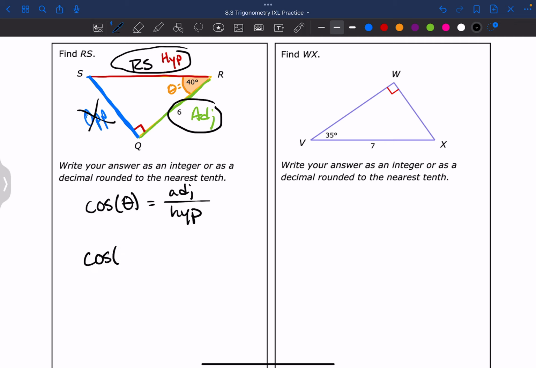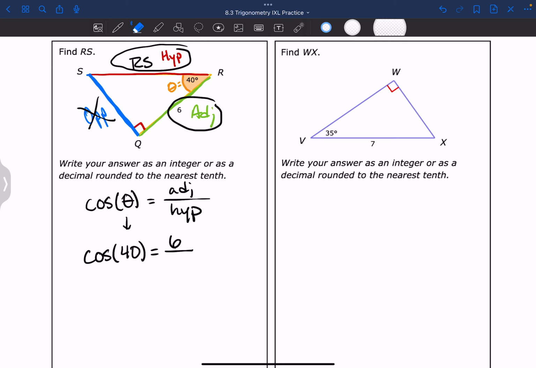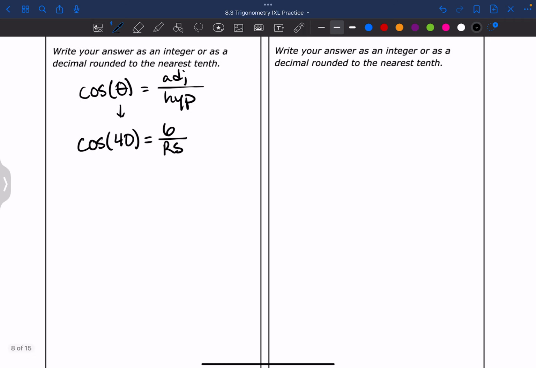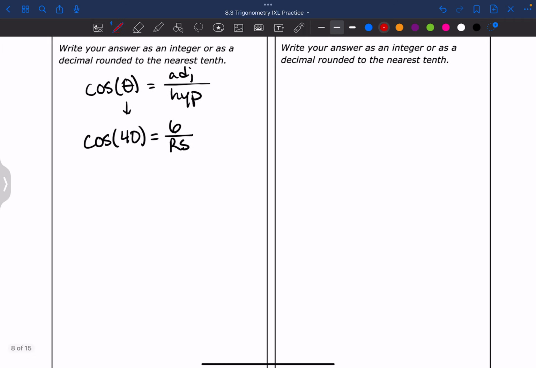My angle is 40 degrees. So again, theta becomes 40. The adjacent side becomes 6. And I'm looking for the hypotenuse. Perfect. Oh, my hypotenuse is RS. So I'm going to just label that as RS. There we go. I can do it by hand, or I'm just going to use numeric solver for convenience.